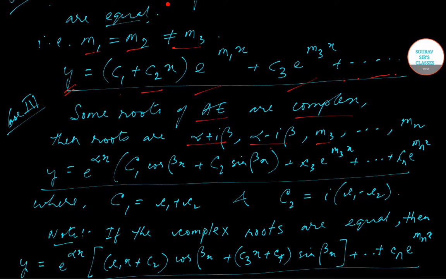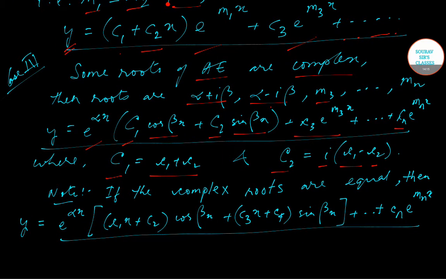So alpha plus i beta and alpha minus i beta are two roots, then we have m3 up to mn, which are all real roots. In that case y will be equal to e to the power alpha x into capital C1 into cos of beta x plus capital C2 into sine of beta x plus small c3 into e to the power m3x, and it will go on up till small cn into e to the power mnx, where capital C1 is equal to small c1 plus small c2 and capital C2 is equal to i into small c1 minus small c2.